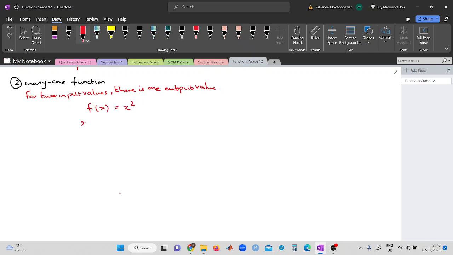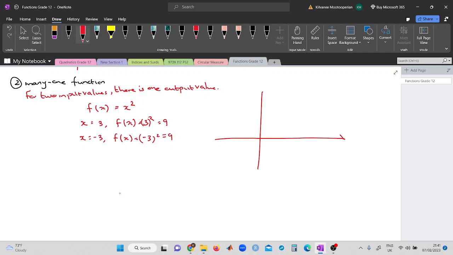D'accord? Fait que je vais mettre x equals to 3. What will be f of x? 3 to the power of 2, which gives me 9. When x equals to minus 3, f of x will be minus 3 to the power of 2, which still gives me 9. Donc là, on peut trouver que dans deux inputs on peut avoir the same output. Donc, on peut représenter ça en un graphe, bien sûr.